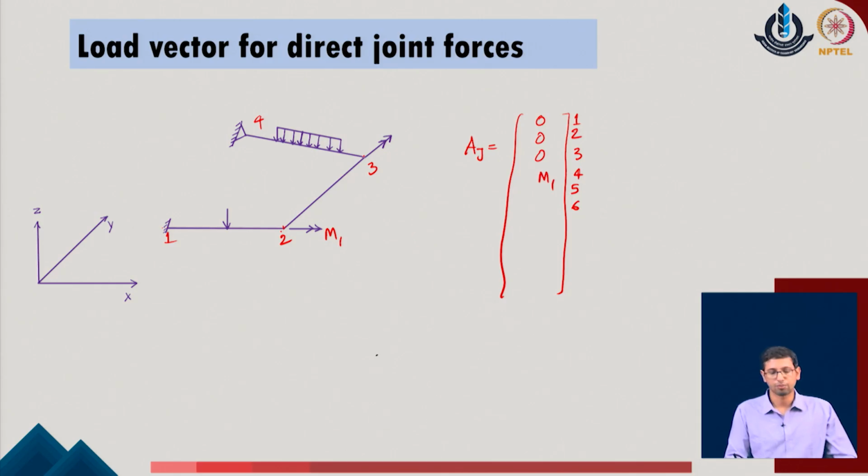Similarly, when I go to the joint number 3, I realize that this is the direction 7, this is 8 and this is 9 of the given system. Of course, here it is a moment and there it is a translation. So, with respect to the 7, 8 and 9. So, for the node 2, I have only one value M1, remaining 2 are 0.